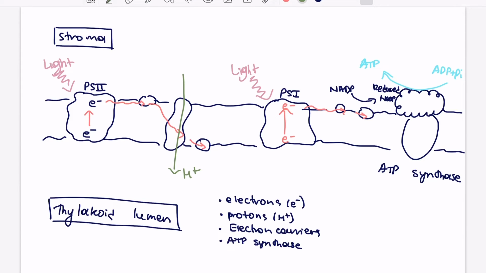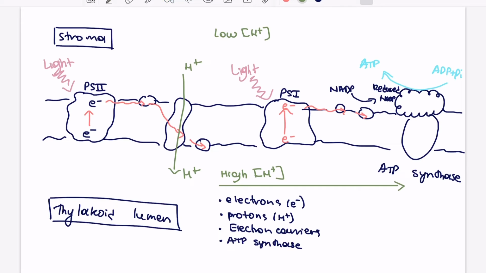Okay, let's now, guys, move to the protons. So as electrons pass across the electron carriers, they will be releasing energy. And that energy will be used to actively pump protons, H+, from the stroma into the thylakoid lumen. And this will build the electrochemical gradient of the protons in the thylakoid lumen. So high electrochemical gradient and concentration on the thylakoid lumen side and low on the stroma, hence the active transport.